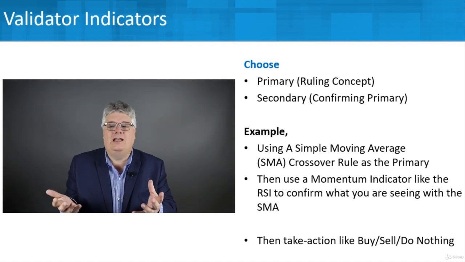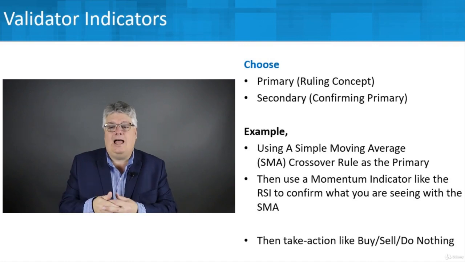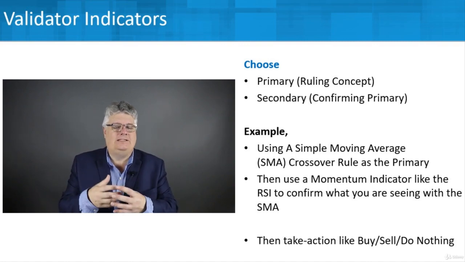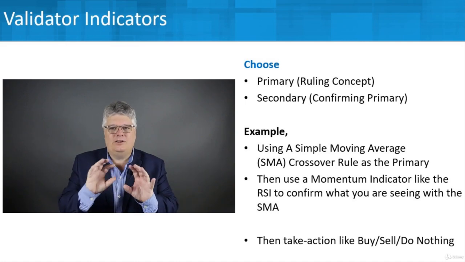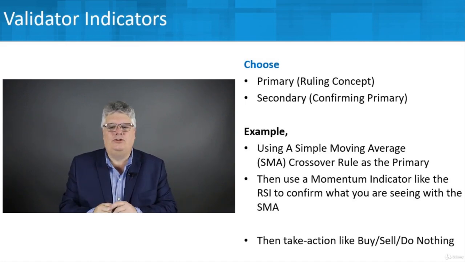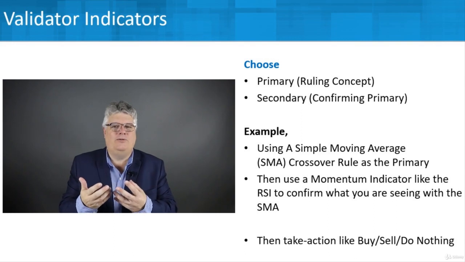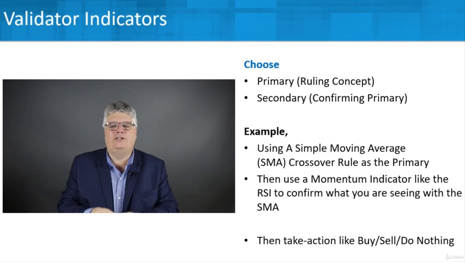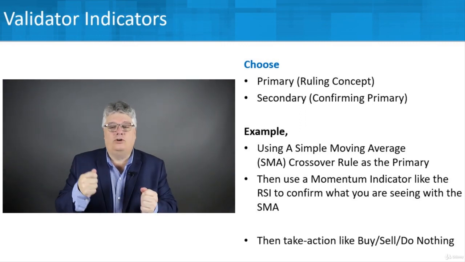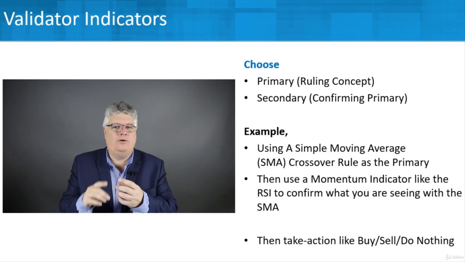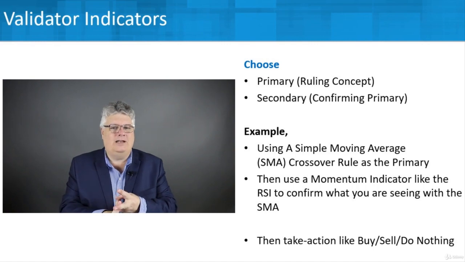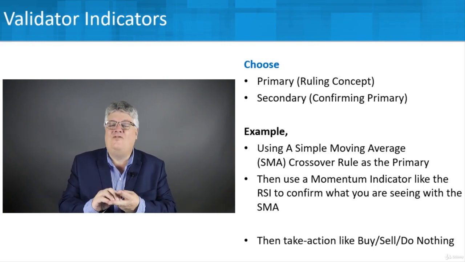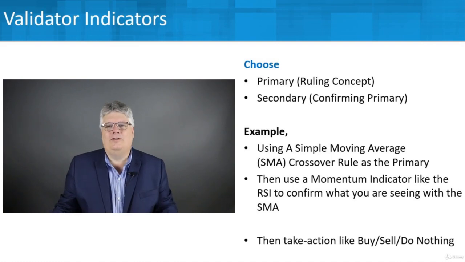And then you might use, for example, a momentum indicator like the RSI to confirm what you're seeing with that simple moving average. So your RSI is saying, yes, this is a buy or a sell opportunity, confirming what you're seeing with the other one. That's two indicators working together. You can add a third or fourth too, but to start with, use two indicators together. And then you take action like buying or selling, or very often actually, do nothing until the situation lines up where your primary indicator is strong and your confirming secondary indicator is confirming that primary. It's validating. It's a validator indicator, and then you're making a stronger choice.